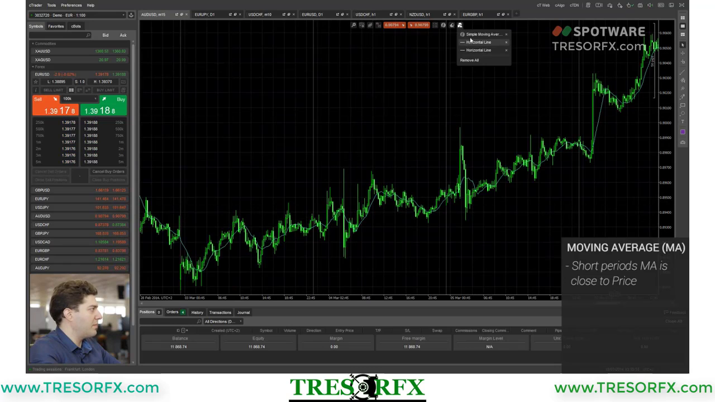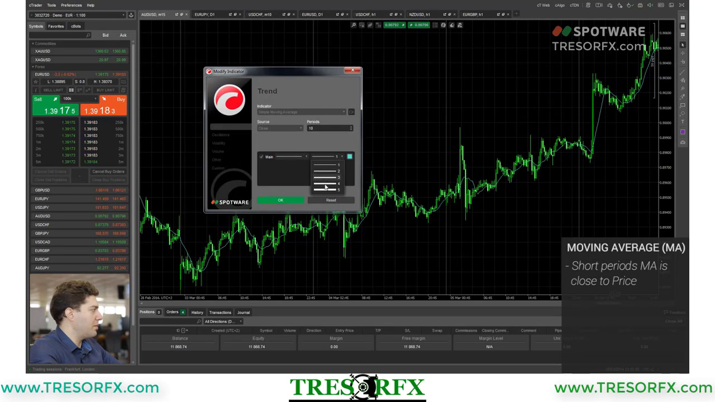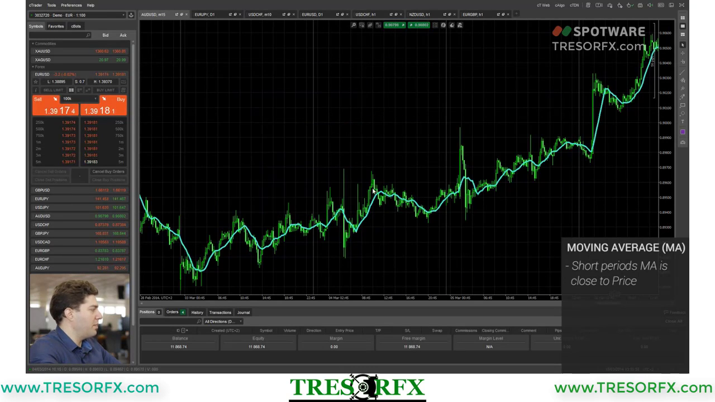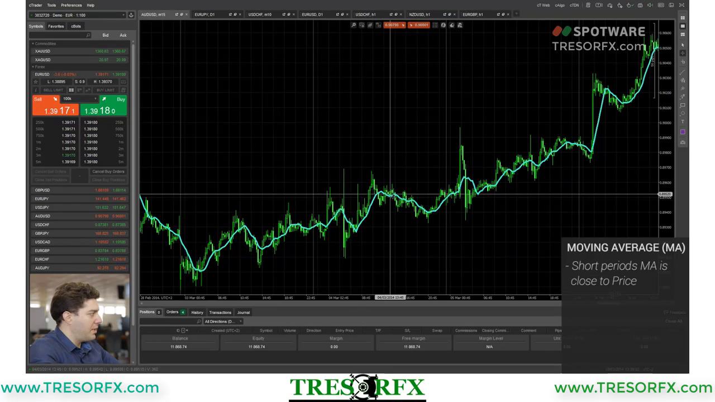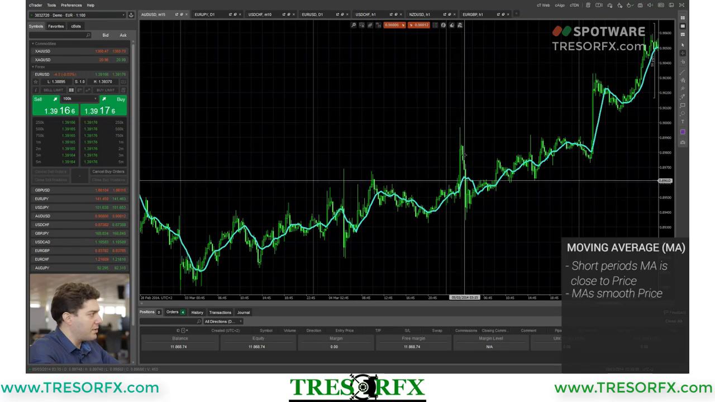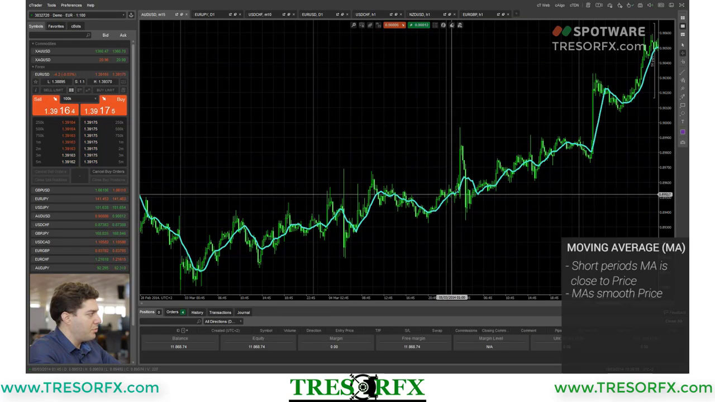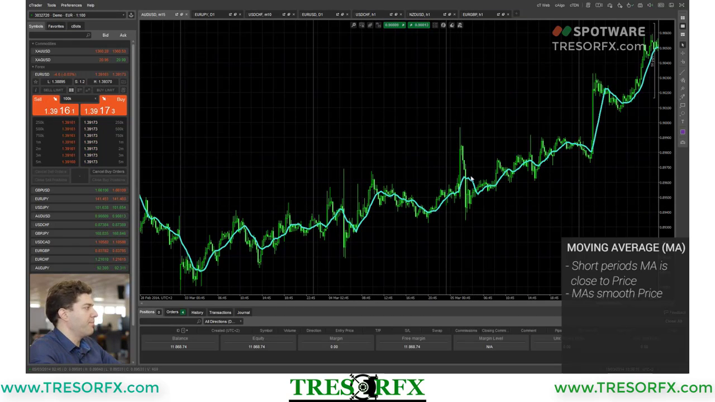Let me make it a bit fatter for you to see. You can do that in cTrader by selecting a fatter line. What this does now is help me see where the price is going without taking into account all the spikes. You see this big spike? It's smoothed out by using the moving average. So a short period moving average will be close to the price.